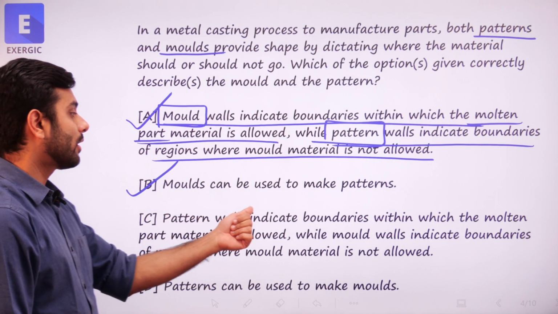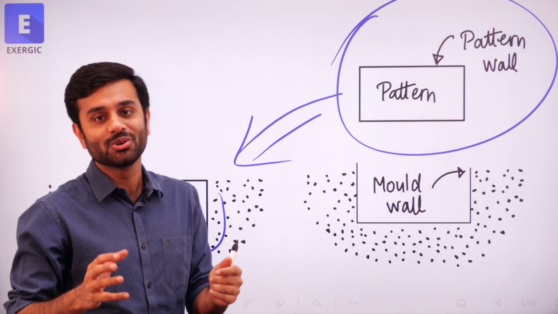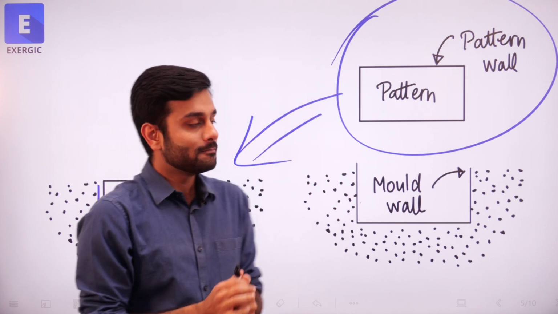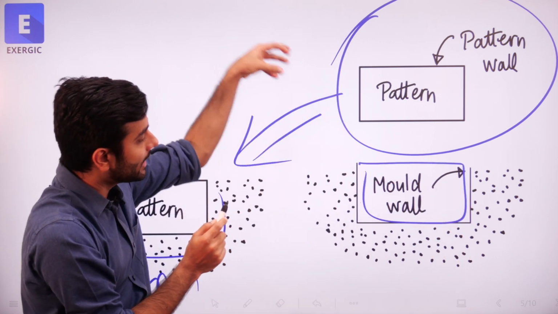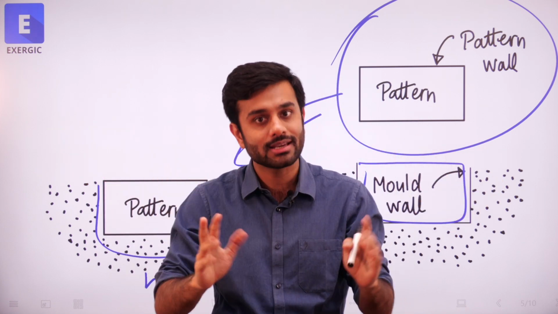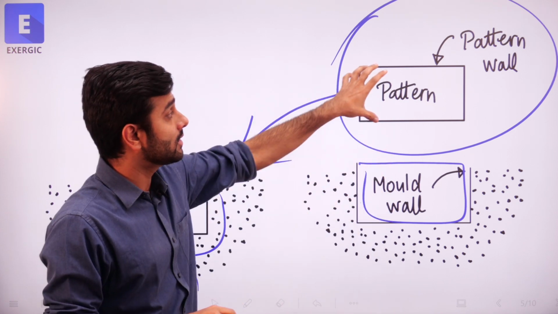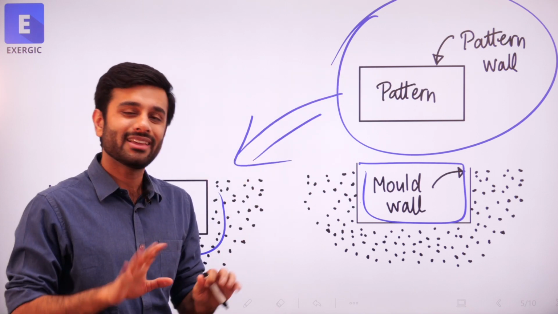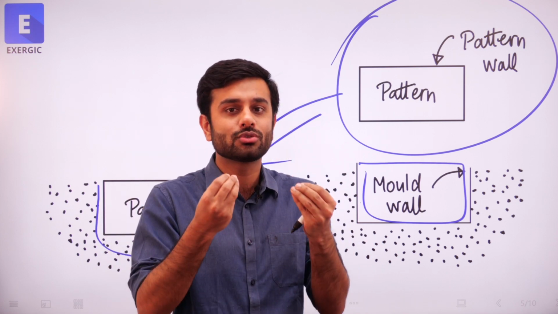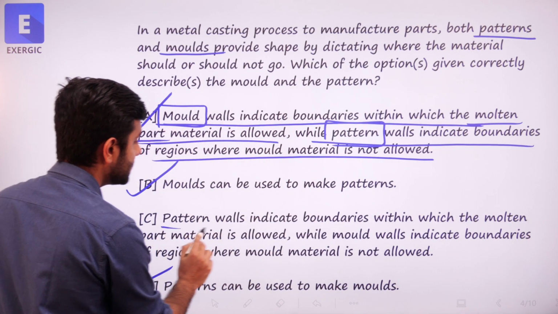So pattern wall indicates the boundary within which molten material is allowed. What is the sense of this? You will not add molten metal to the pattern. Yes, there are certain types of castings where the pattern stays within the mold and you directly add the molten material in the presence of the pattern, and the pattern melts or evaporates. There are two such casting methods that we have discussed. Even if you consider them, the pattern represents where molten material can come, but eventually the pattern will be gone. So if molten material is there, it has to be defined with the mold cavity, not with the pattern wall. That is why the first part is obviously incorrect.